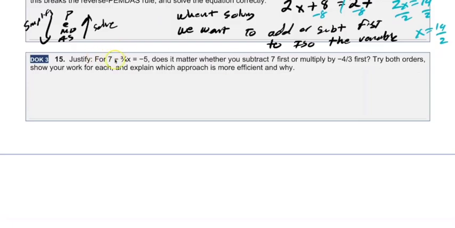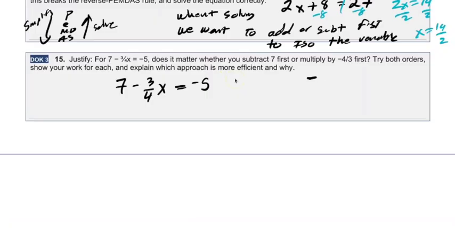Justify for 7 minus 3/4 x equals negative 5. Let me write that like that. Does it matter whether you subtract 7 first or multiply by 4/3 first? Try both orders and show your work for each and explain which approach is more effective and why.